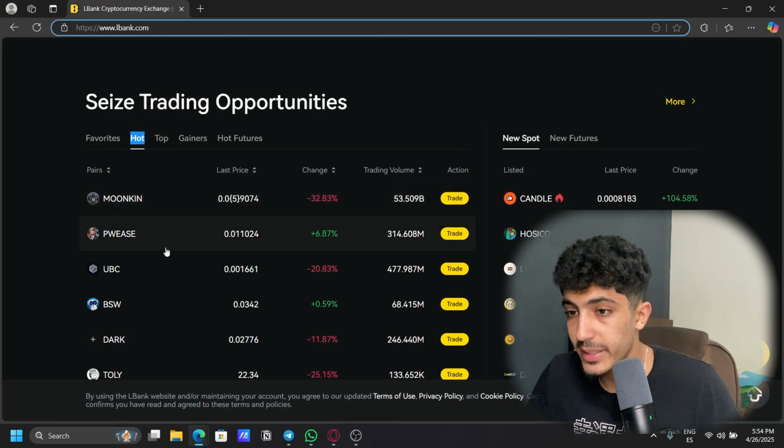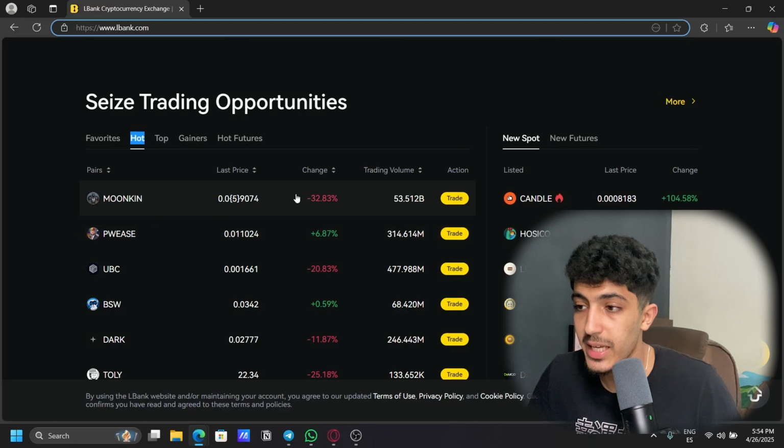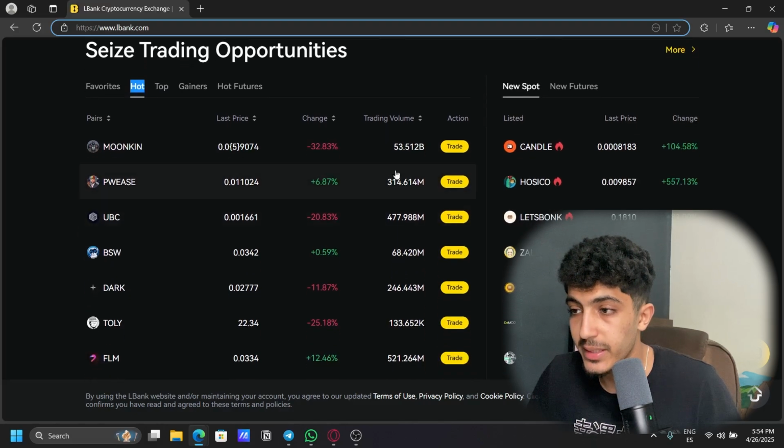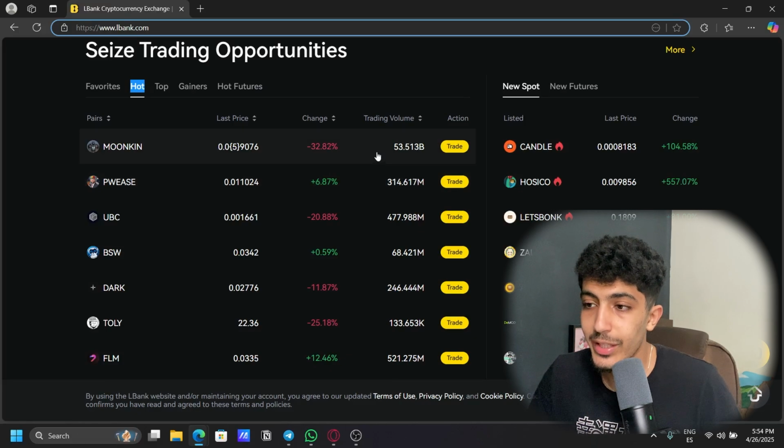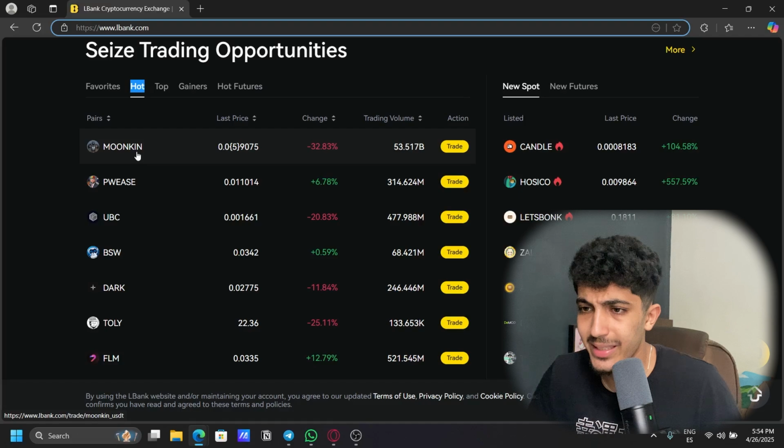So here we have some coins, the last price, the change, the trading volume. As we see here, this coin had a trading volume of $53 billion, and that's huge. But I think it will do a correction. I didn't see this chart, but $53 billion is a high trading volume.